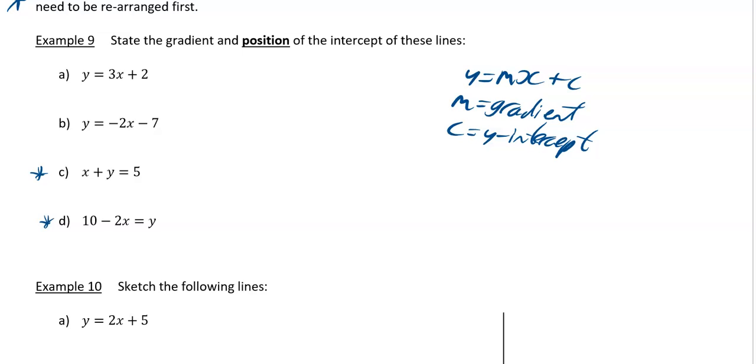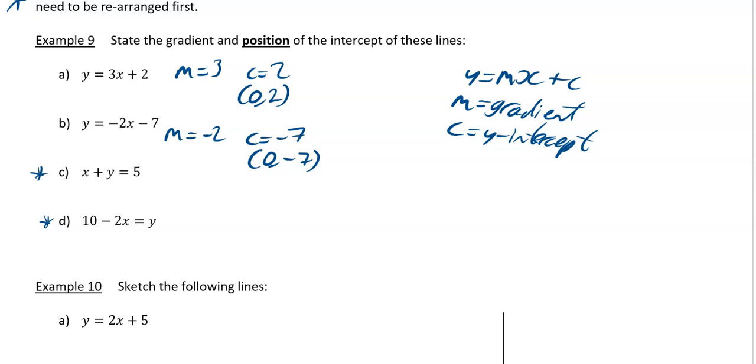But in this case, it is in this form, so y equals 3x plus 2, so your m is equal to 3 and your c is equal to 2. So that means your point is (0, 2), and in this one, your m is equal to minus 2 and your c is equal to minus 7. So we're going to put our intercept as a coordinate as well. It's going to be (0, minus 7).